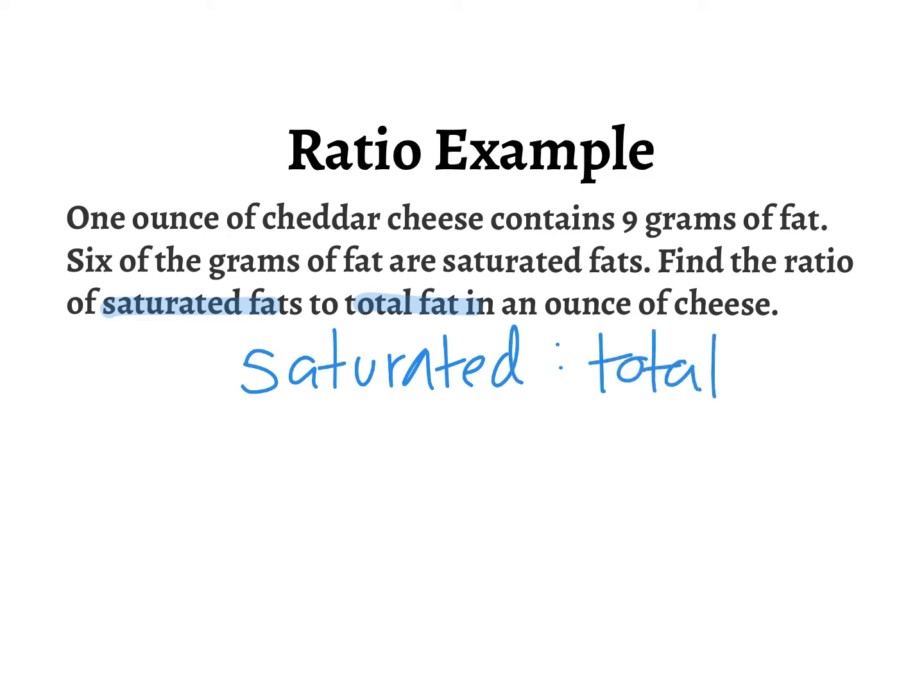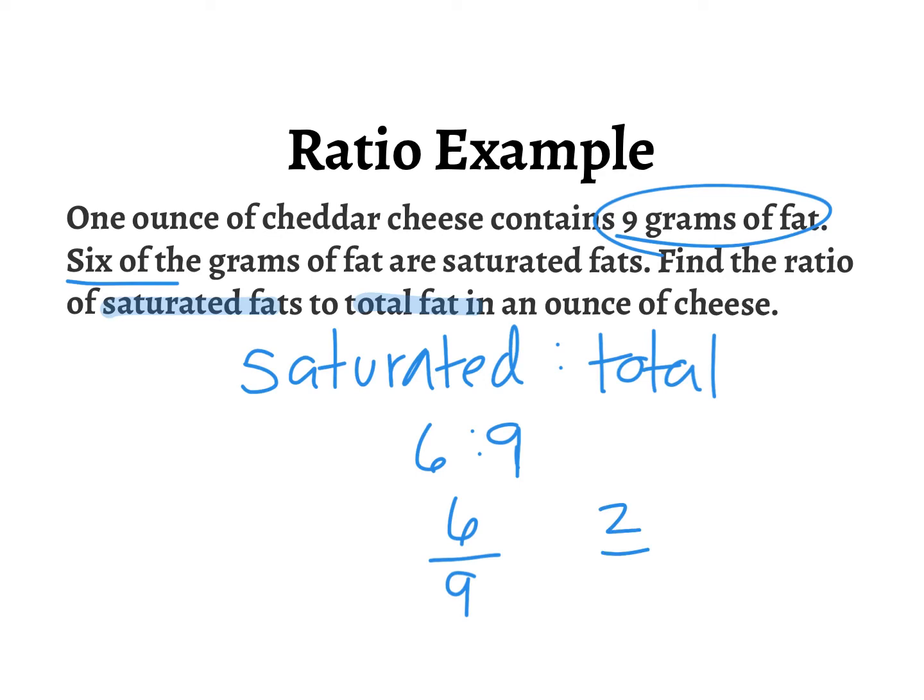So then I look for my numbers. We have 9 grams of fat, and 6 of those grams of fat are saturated fats. So we're going to write 6 is to 9, or we can say 6 over 9. If possible, we can also simplify the ratio. We can divide the top by 3, you get 2, and the bottom by 3, you get 3. So the ratio is 6 to 9 or 2 to 3.